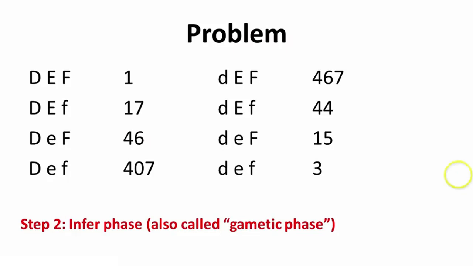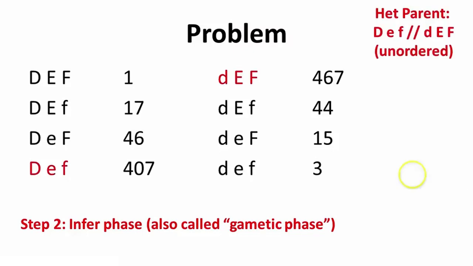So the next thing we do is we try to infer the phase. And again, this is sometimes called gametic phase if you try to Google it. The way we identify that is we look at the two most abundant classes, and those are the ones that are in the parental phase. So looking at this, these two are the most abundant: big D, little e, little f, and little d, big E, big F. So what that suggests is the heterozygous parent had one homologous chromosome with big D, little e, and little f, and the other one with little d, big E, big F.